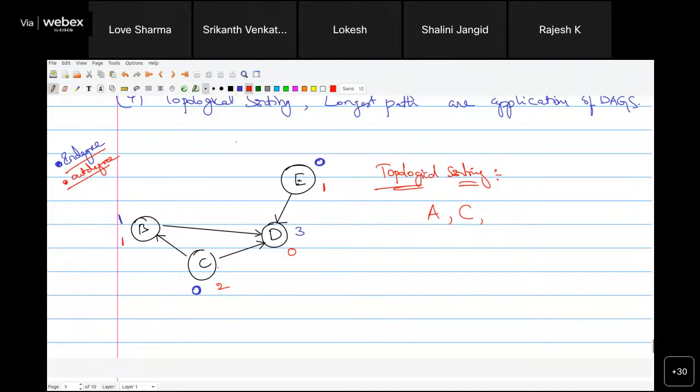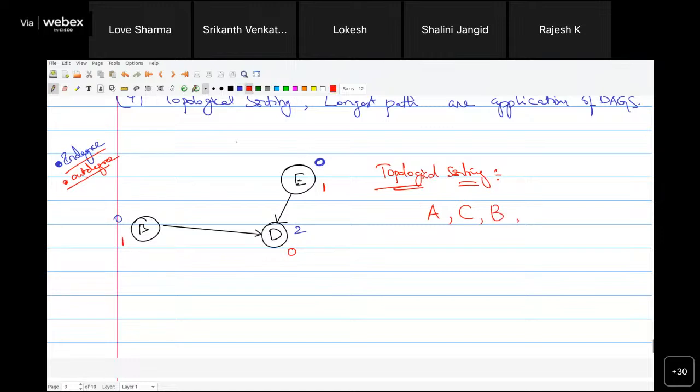So once I add C, I have to remove this C as well as the corresponding edges, and then update the in degrees of the remaining vertices. So the in degree of B will be 0, D's in degree will be 2, and E's in degree will be 0 as it is. Again I got a DAG, but here again I have 2 vertices which have in degree 0.